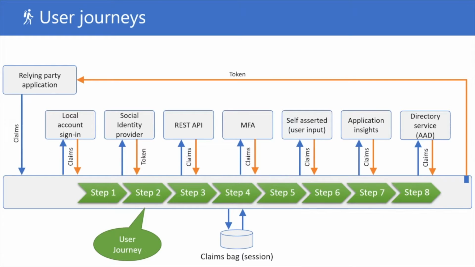Each step may be something like signing into a local account. Some claims come in, some claims come out. If they don't sign into a local account, maybe they'll sign into an identity provider. That could be another step. Exchanging information with a REST API, checking MFA. Basically, again, we continue to move through these steps until we reach the very, very end, at which point claims are taken and assembled into a token that is returned back to the relying party application.